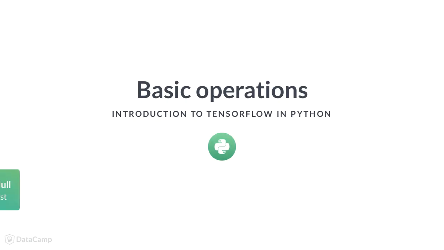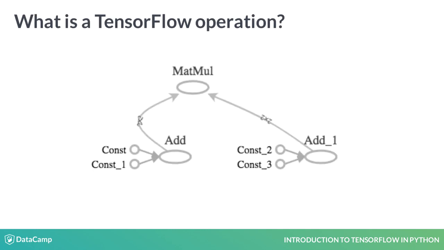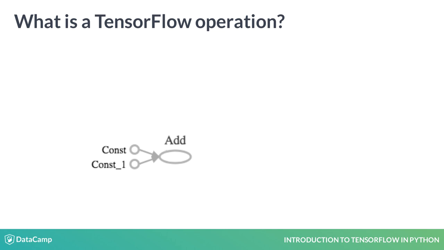In this video, we'll talk about basic operations in TensorFlow. TensorFlow has a model of computation that revolves around the use of graphs. A TensorFlow graph contains edges and nodes, where edges are tensors and the nodes are operations. In the graph shown, which was drawn using TensorFlow, the const operations define 2 by 2 constant tensors.